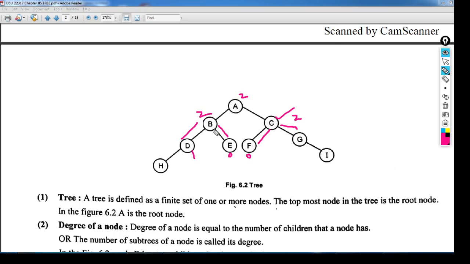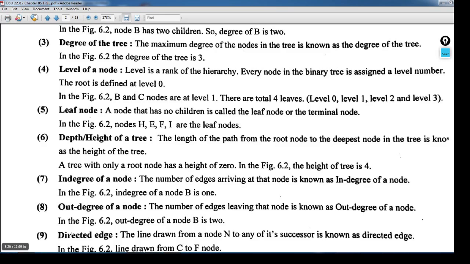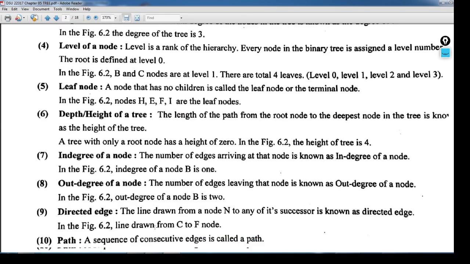What is the in degree of B? In degree of B is 1 because only one edge is arriving. So this was about out degree and in degree. Now we will see directed edge.